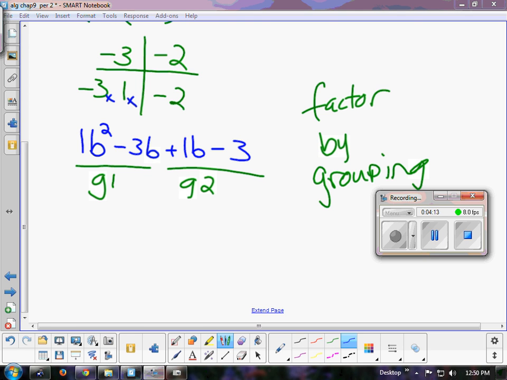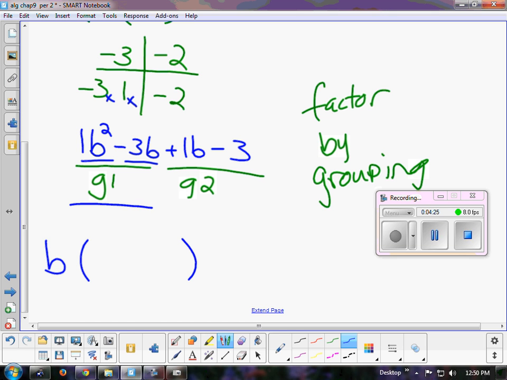So if we look at the first group, group 1, what can we take out of b squared and 3b? The same thing out of each one. Yes, we can take a b out. Very good. What's left behind here if I take 1b out? Okay, a b. And what's left behind here? No. I took the b out, just -3.